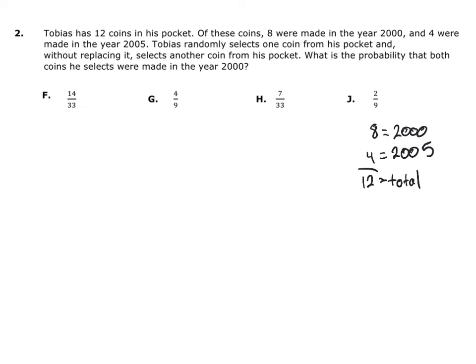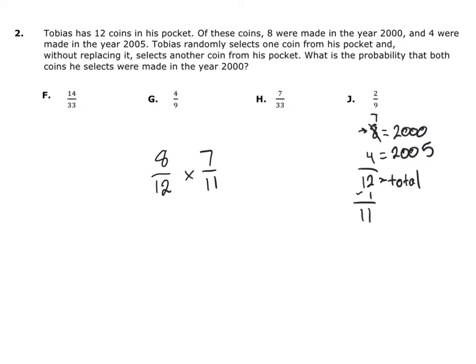What is the probability that both coins he selects were made in the year 2000? It says he takes 1 coin from his pocket, and it needs to be the year 2000. So that would be 8 out of 12 total. Now it says he keeps that coin out. So instead of 12, we go down to 11 because we kept that coin. And we took 1 of the 2000 coins away, so now there's only 7, because we drew that 2000 coin out and kept it out. Now it wants the second coin to also be from the year 2000, so that would be 7 out of 11 total.